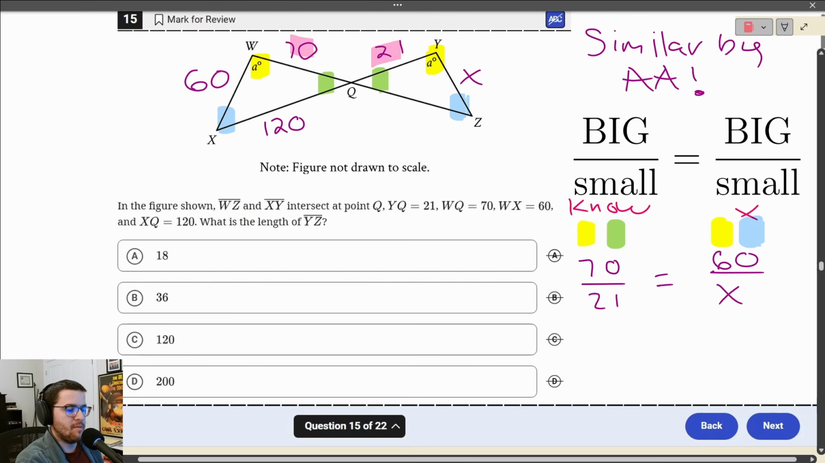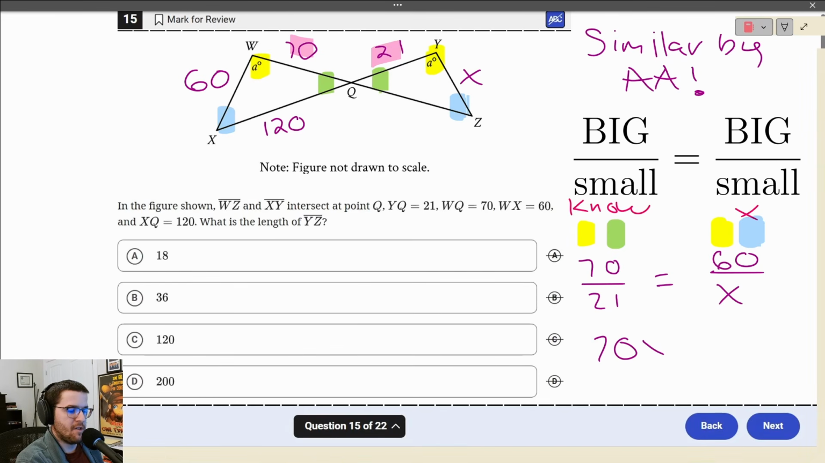So we multiply 70 times x, we get 70x. And then 21 times 60, that's 1,260. And now I'm going to divide both sides by 70. And I get x is equal to 18, which is choice A.